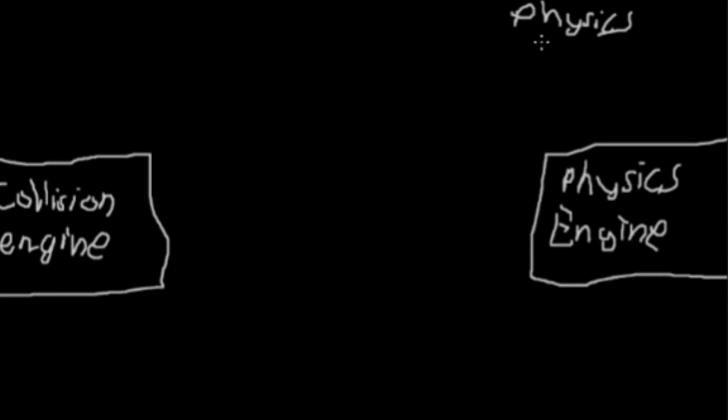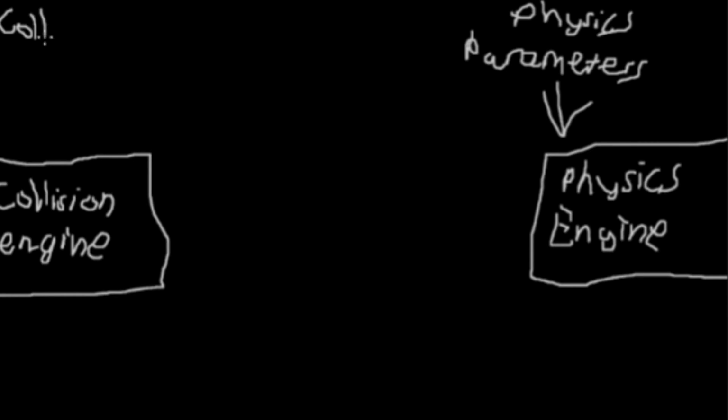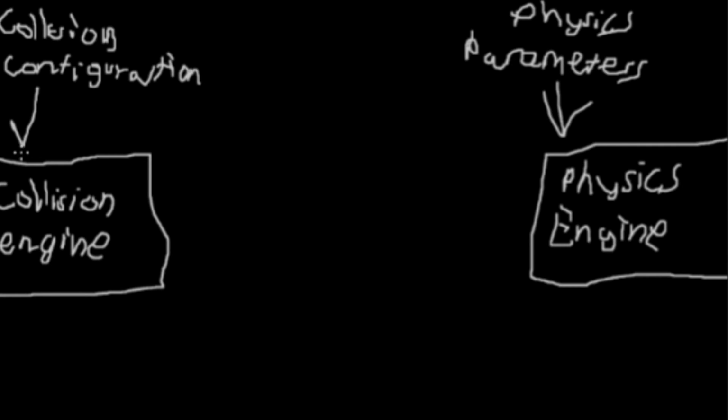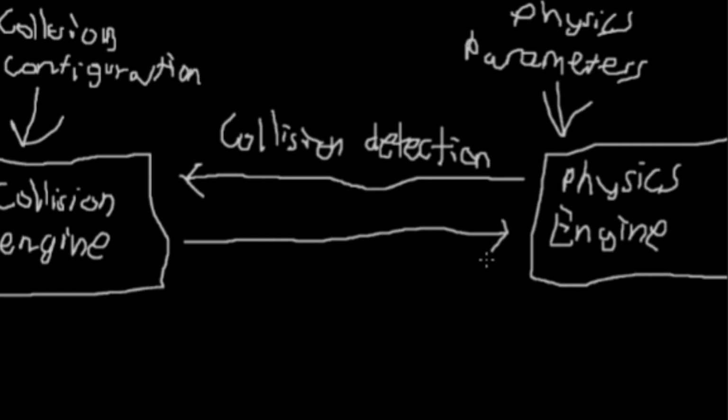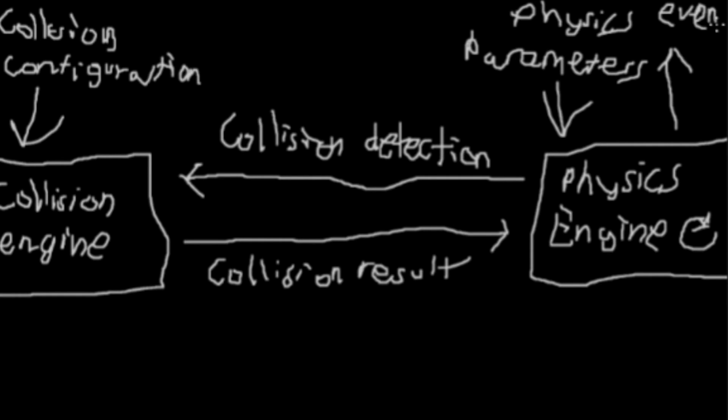To put this into perspective, there is the physics engine and the collision engine. The programmer defines the physics and how the collision will affect the object. It detects the collision, sends it over to the collision engine, then it calculates a new vector value, which it returns back to the physics engine and displays as an event.